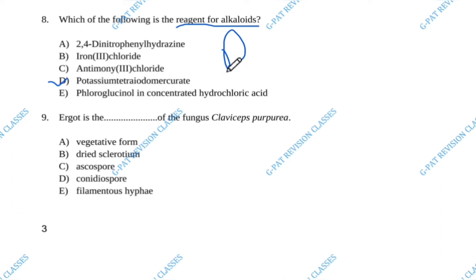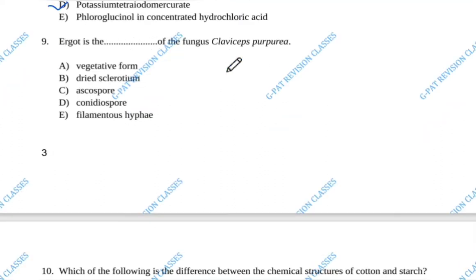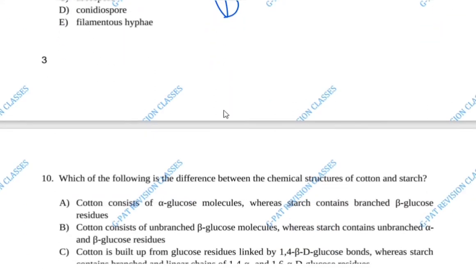Okay. Next is ninth question number. Ergot is the dried sclerotium of the fungus Claviceps purpurea. The answer is B. Next is tenth question number.